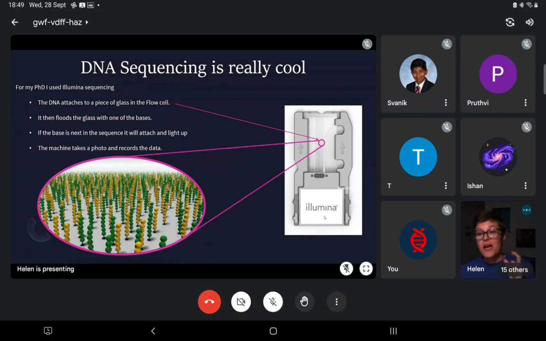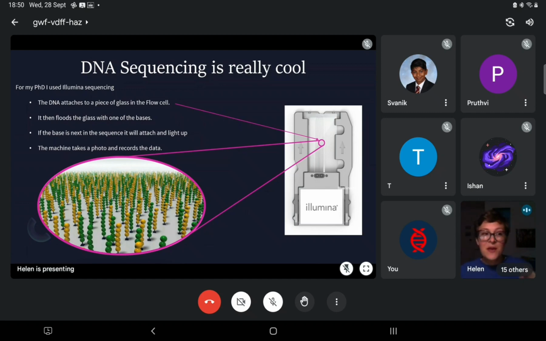It's tiny. And on that chip is a really, really thin piece of glass. Okay. And what we do is we put our DNA on the glass and it attaches and it all sticks up in little strands, like on this image down here. So we take one of the bases that make up DNA and we flood the glass and the DNA with one of those bases. If the base is the next one in the sequence, it attaches and it lights up. Okay. And the machine takes a photo of this and records the data.